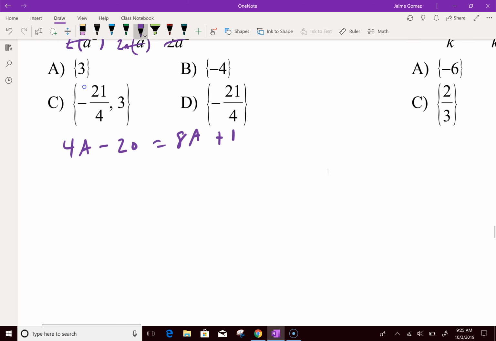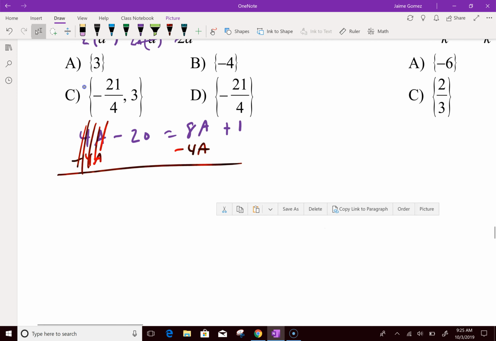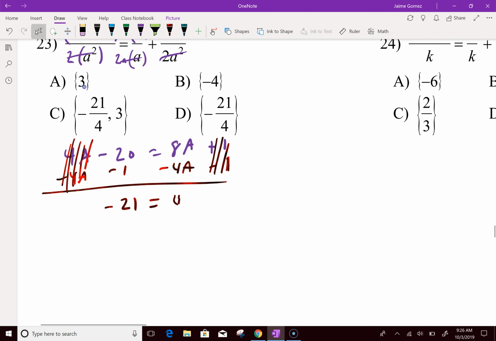When you have letters on both sides, combine letters with letters, numbers with numbers. So I want to move my a's over to the right, sorry. It's easier for me that way. Which means if I move my letters to the right, I move my numbers to the left. So negative 20 minus 1 is negative 21. 8 minus 4 is 4. Divided by my 4. I can't reduce, so 21 and 4. There we go.